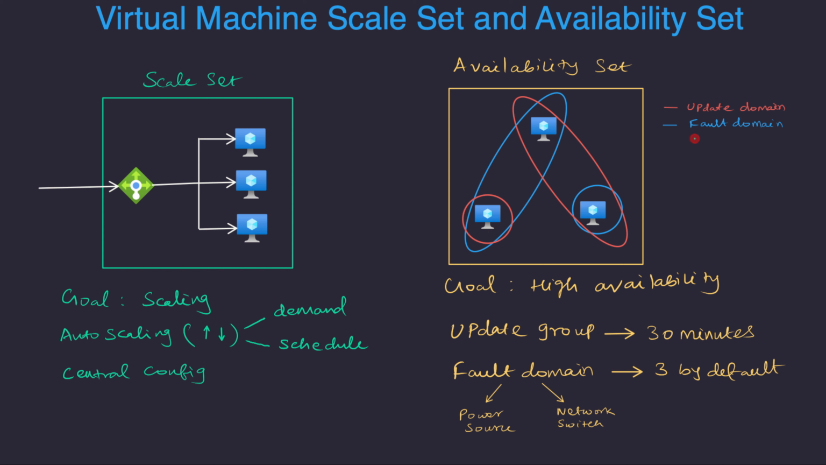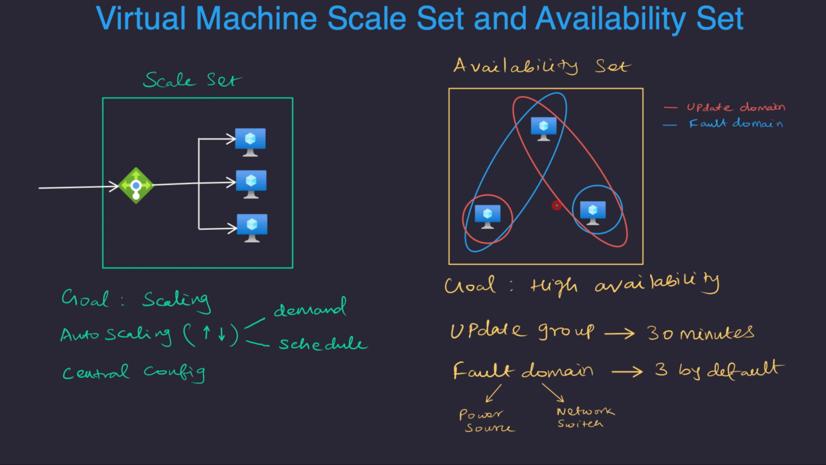And another concept is called fault domain. Fault domain is very similar to update domain, but this time the machines are grouped based on common power source and network switch. So if you see this diagram here, these two virtual machines are sharing same power source and network switch, so they are grouped together. Whereas this particular virtual machine is having its own power source and network switch, so it is grouped into its own fault domain. So now we have two fault domains, and in the first fault domain we have two virtual machines, and on the second fault domain we have one virtual machine.